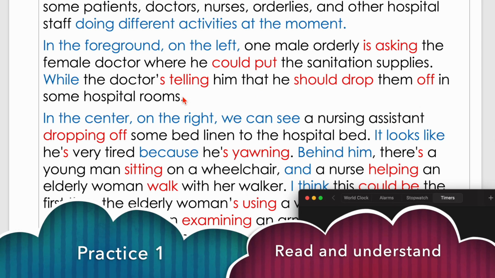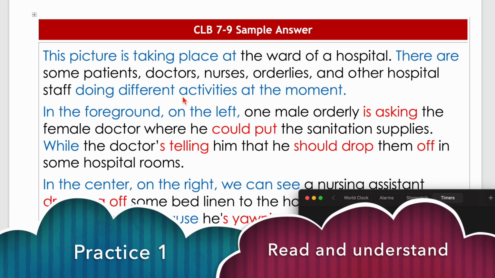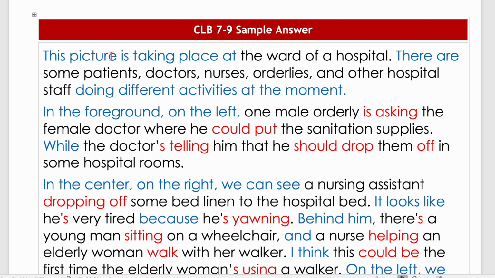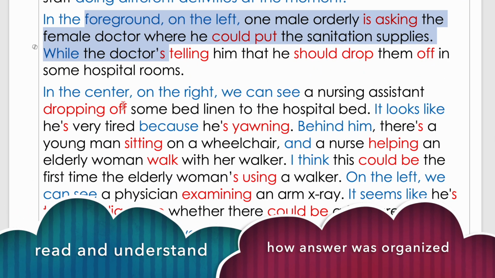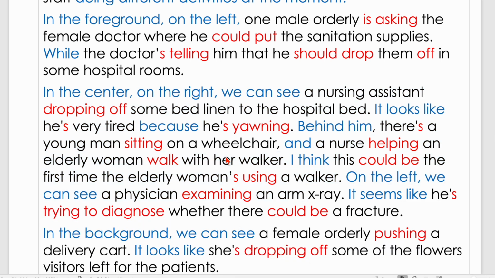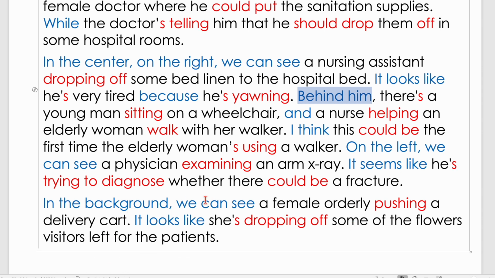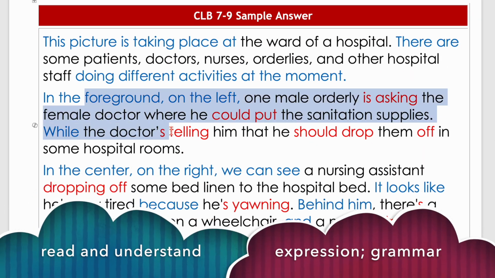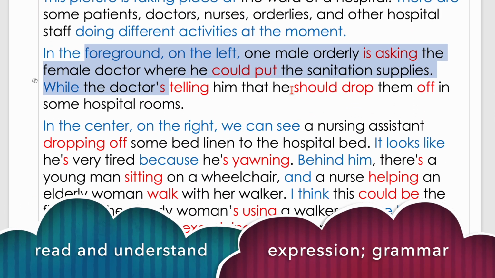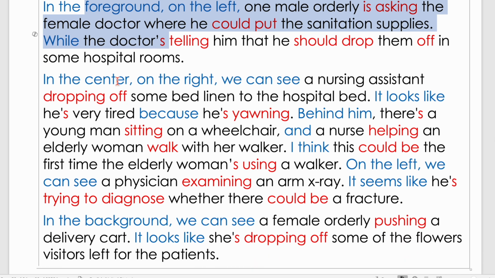We need to first practice by reading and understanding how we organize the answer, okay? The connectors we used according to behind him, on the left, it seems like, in the background, okay? And then we need to read and understand the ideas and how we express them by using present continuous, using modals, okay? And using it looks like, it seems like. We need to read and understand that, okay?